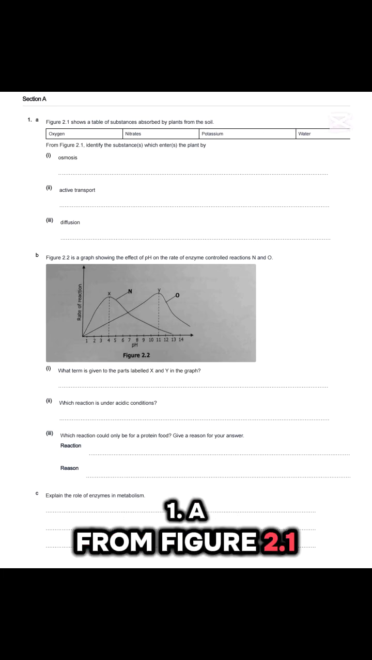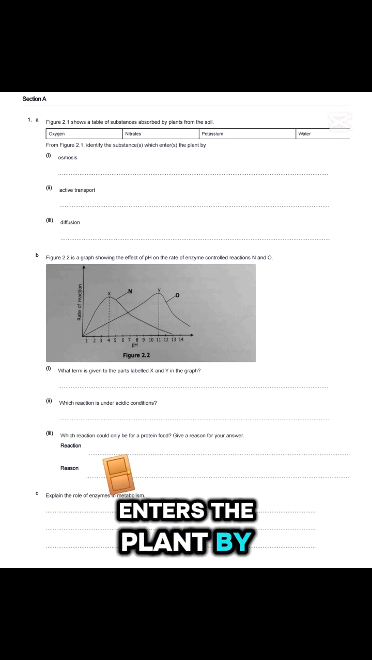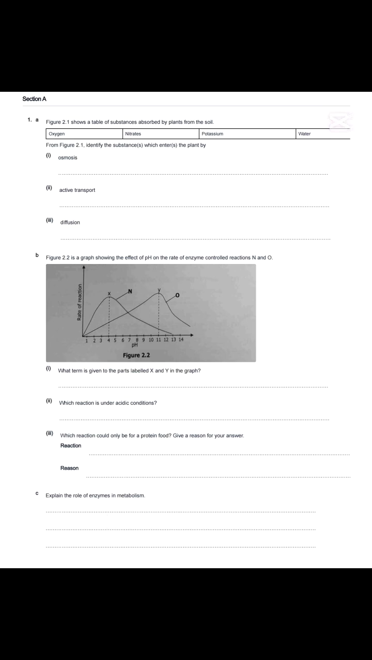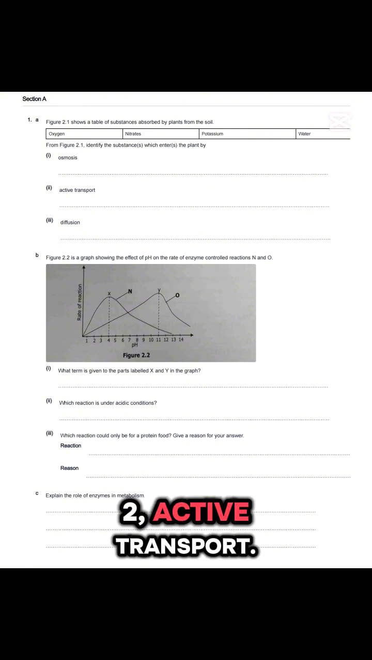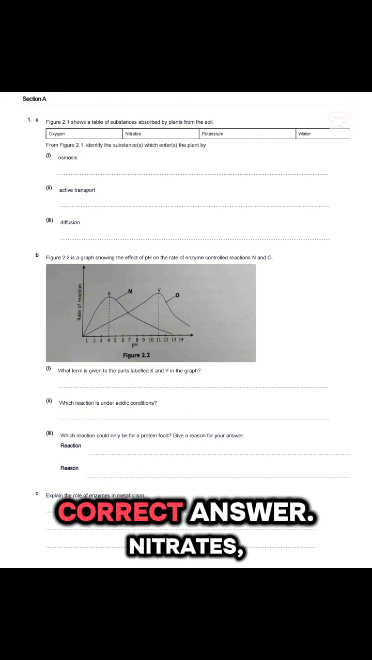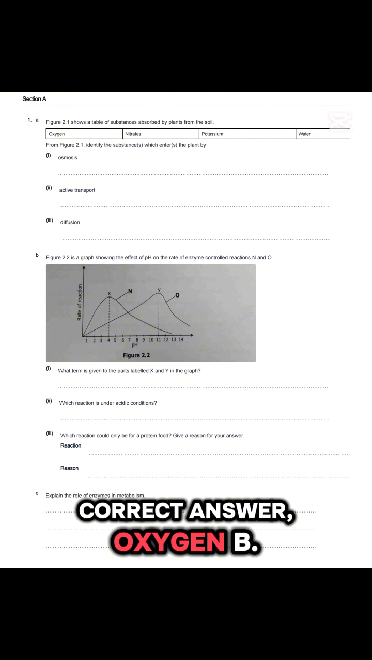Section A. 1a. From Figure 2.1, identify the substances which enter the plant by: 1. Osmosis. Correct answer, water. 2. Active transport. Correct answer, nitrates, potassium, accept either or both. 3. Diffusion. Correct answer, oxygen.